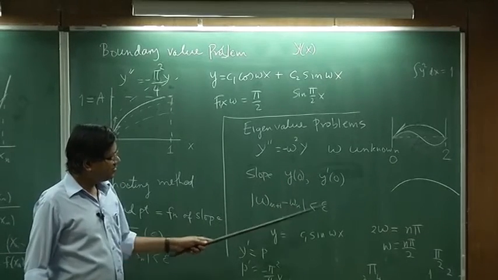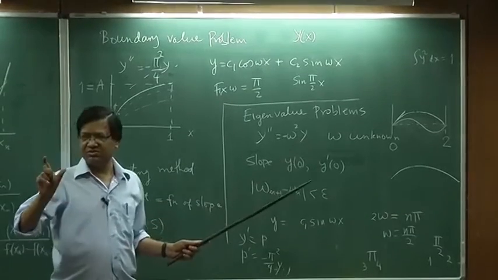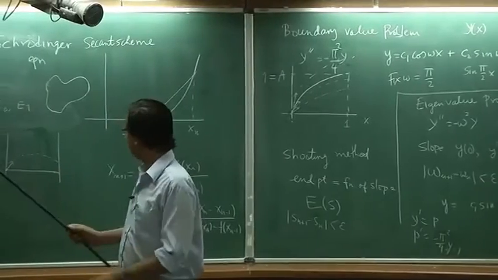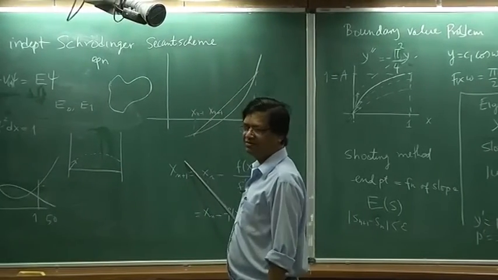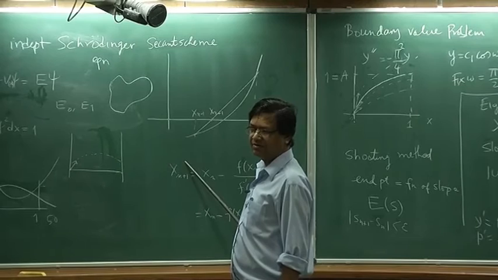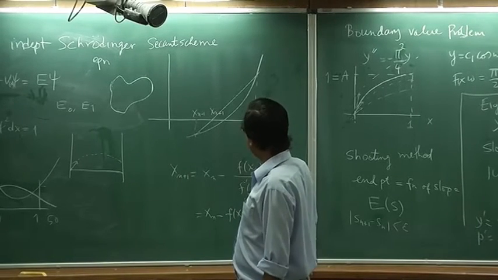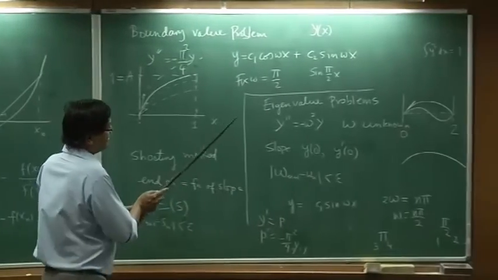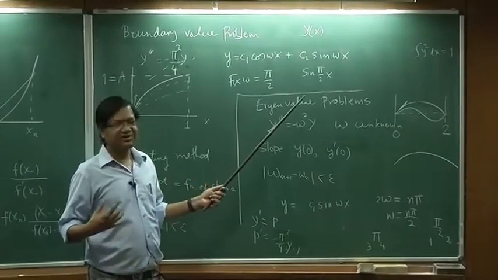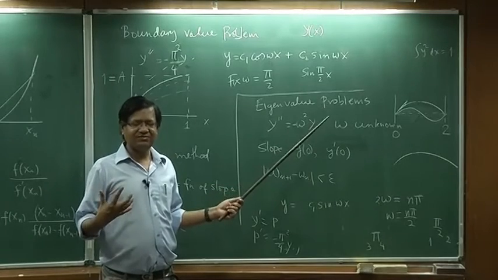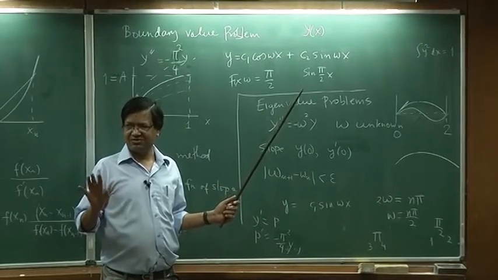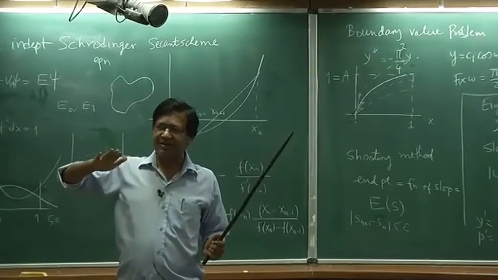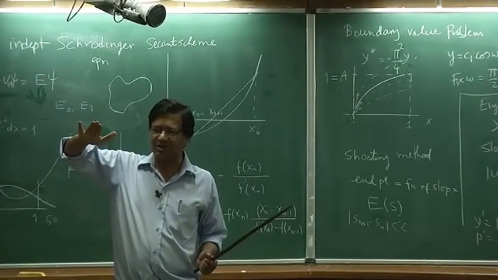But for omega, I will choose a left omega and a right omega, two initial omegas. I will not solve by the midpoint method, but I will solve using the secant method. Given 2 omegas, I can find the next omega. Remember, the end point is a function of omega. My end point is my target function, and I am changing omega so that I get the end point correctly.